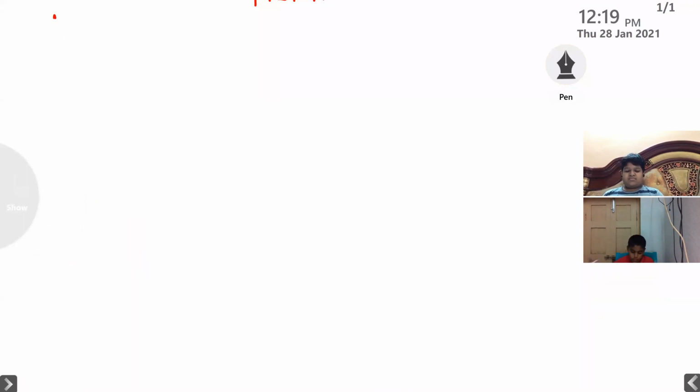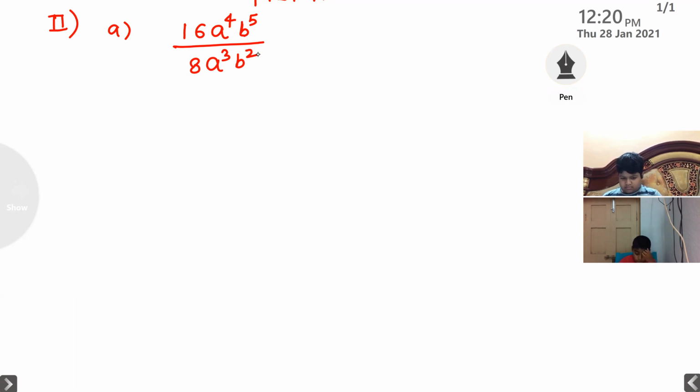Second bit is asking, divide the following expressions. Like that question yesterday, I explained so many questions. First question he has given 16 a to the power 4 b to the power 5 upon 8 a cube b square. This division I have to do. Okay students, one easy method also I am saying, don't worry.